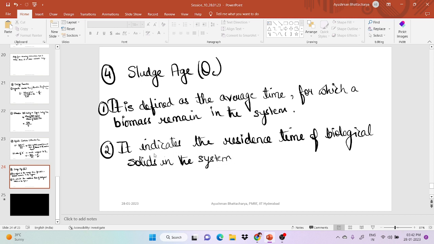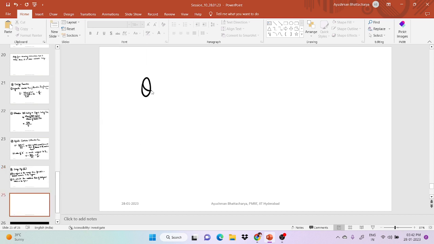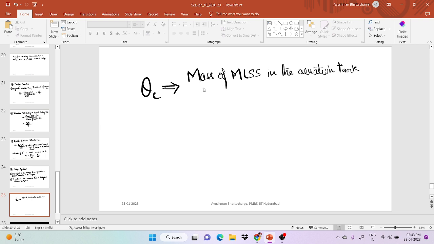Okay, so sludge age is basically equal to the mass of MLSS in the aeration tank divided by the mass of MLSS leaving the system per day.